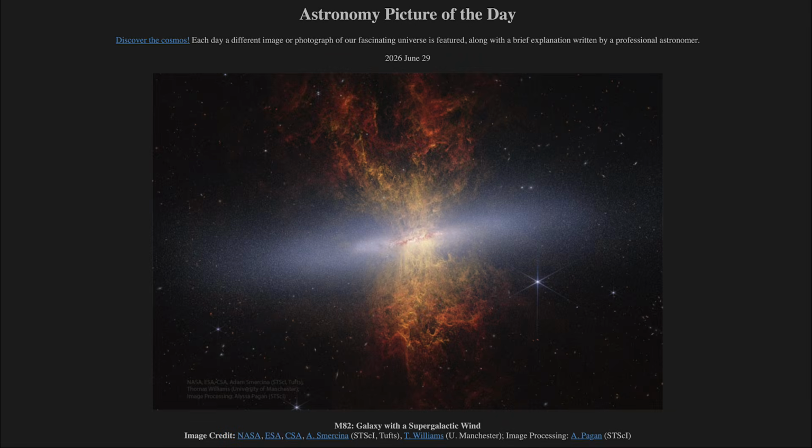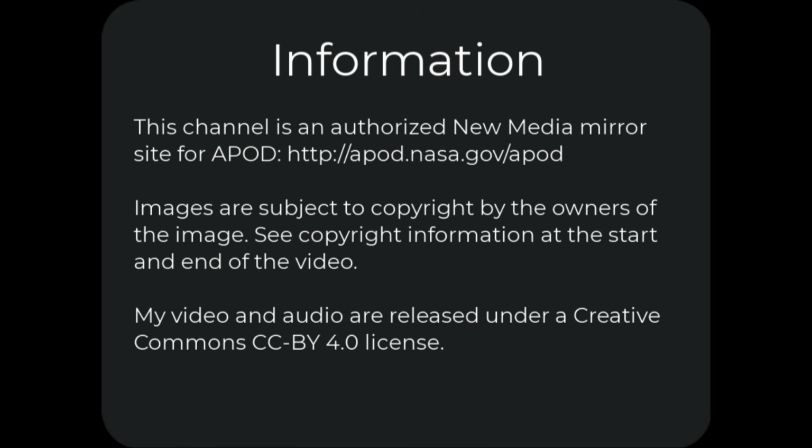So that was our picture of the day, titled M82, Galaxy with a Supergalactic Wind. We'll be back again tomorrow for the next picture, previewed to be stars and colors. So we'll see what that is about tomorrow.